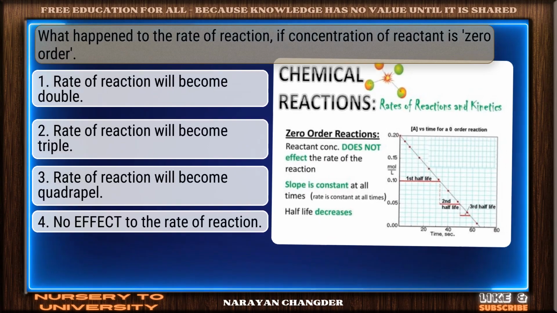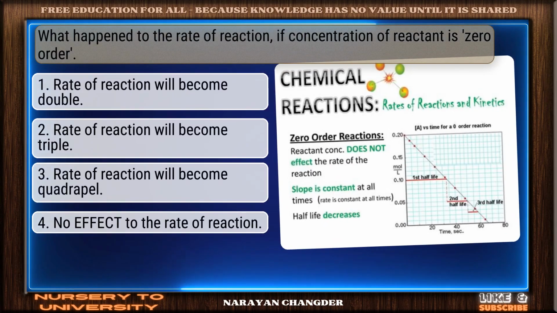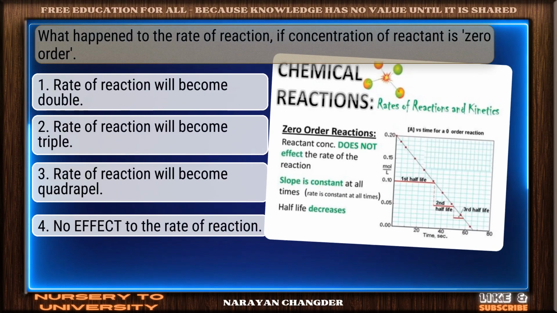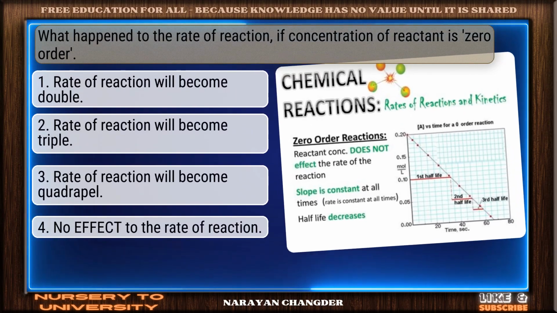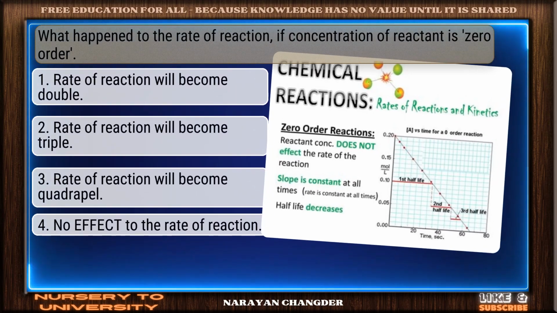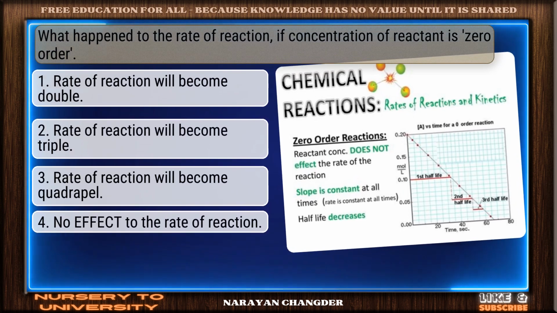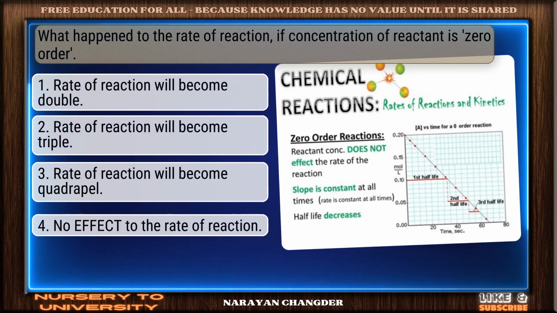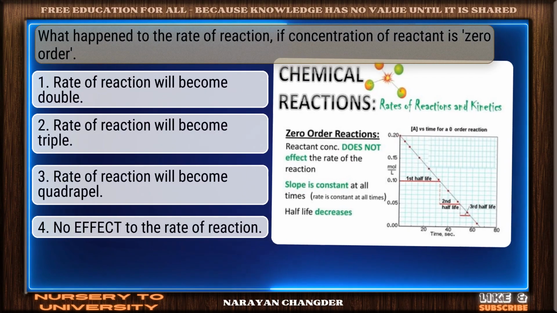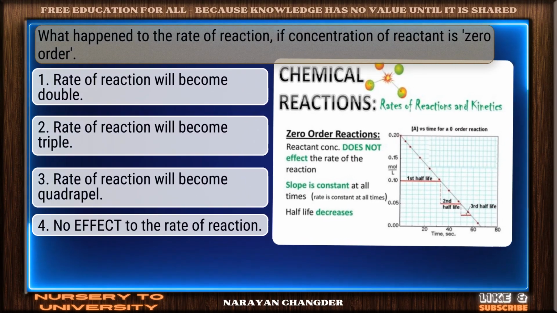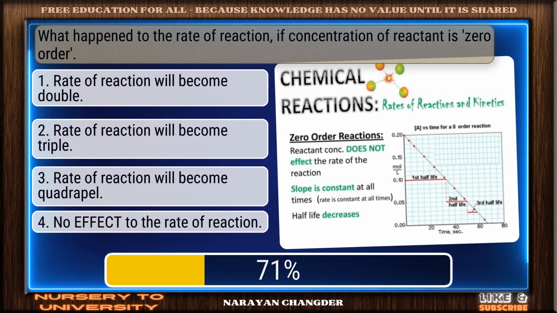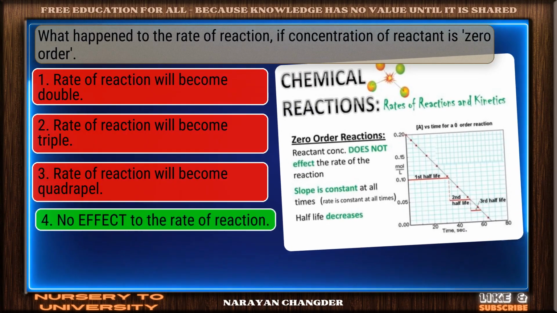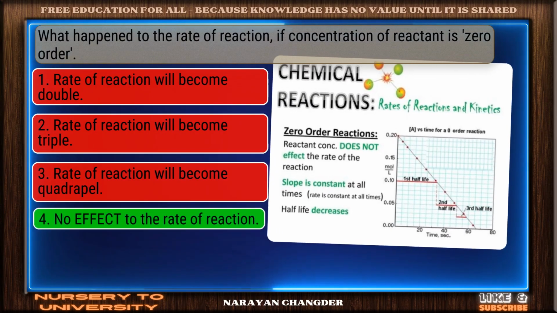What happens to the rate of reaction if the concentration of reactant is changed for a zero order reaction? Option 1, rate of reaction will become double. Option 2, rate of reaction will become triple. Option 3, rate of reaction will become quadruple. Option 4, no effect to the rate of reaction. Yep, no effect to the rate of reaction is correct.